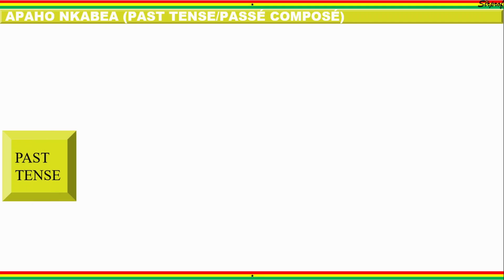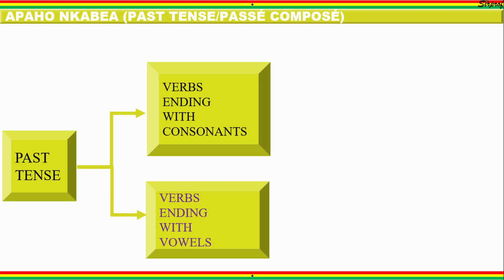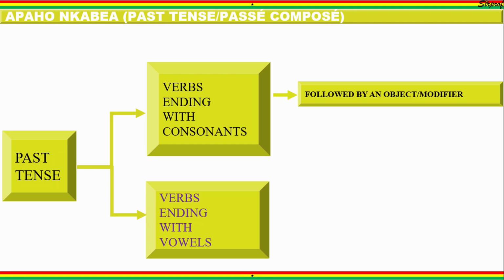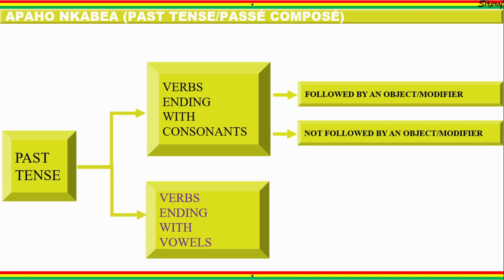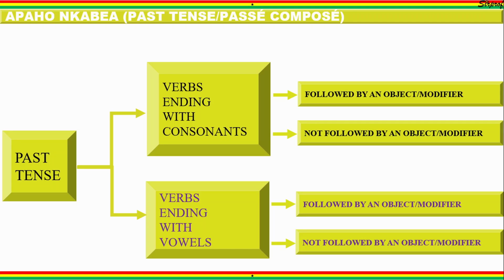In the first part of our past tense lesson, we learned that Fanti past tense are grouped under those ending with consonants and those ending with vowels. Under those ending with consonants, we treated the rules under those followed by an object or a modifier and those not followed by an object or modifier. Similarly, for verbs ending with vowels, they are treated under those followed by an object or a modifier and those not followed by an object or a modifier.